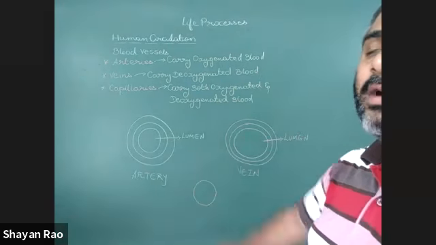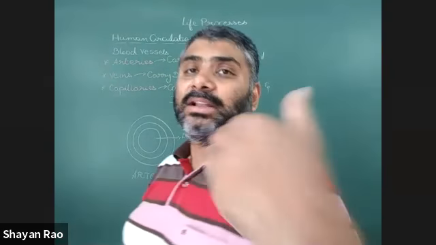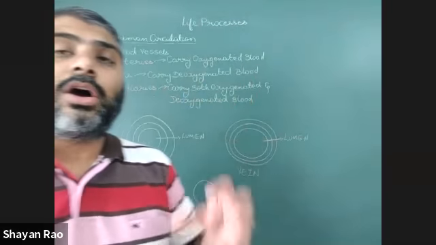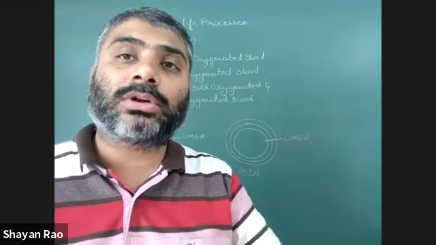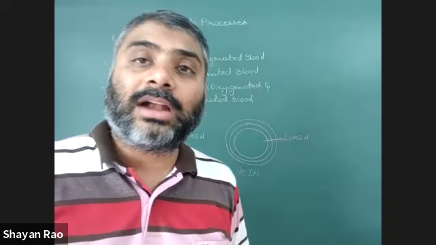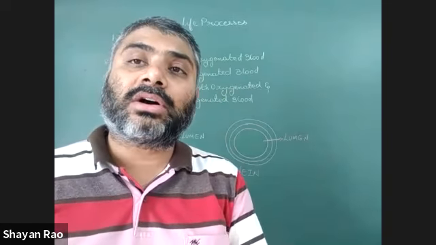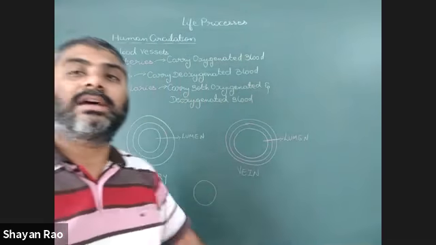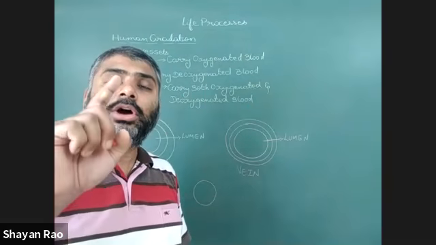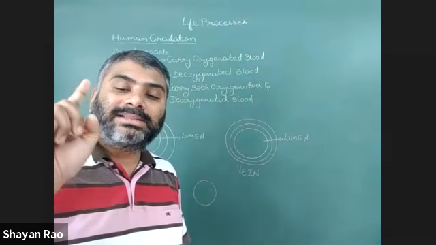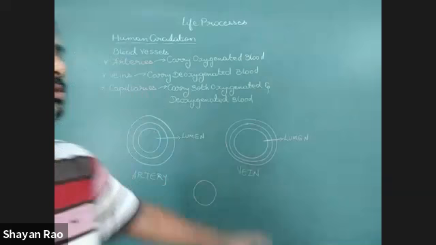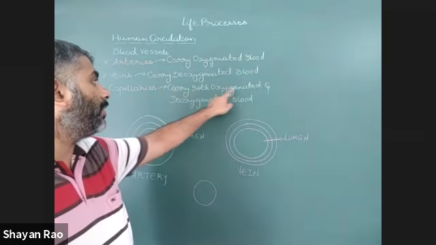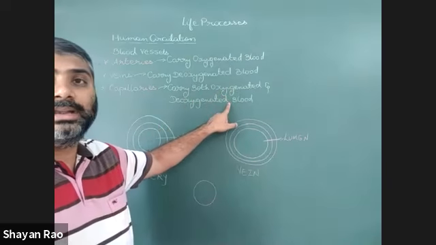The moment the blood comes to the capillaries, there is diffusion of gases, meaning oxygen is diffused out of the capillary to the cells, and from the cells carbon dioxide diffuses into the capillary. Hence capillaries carry both oxygenated blood as well as deoxygenated blood. So that's why we say it carries both oxygenated and deoxygenated blood.